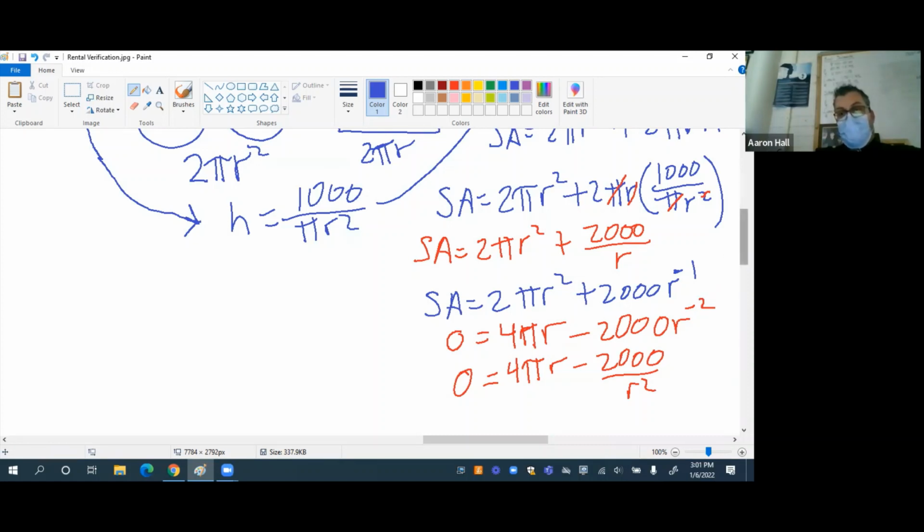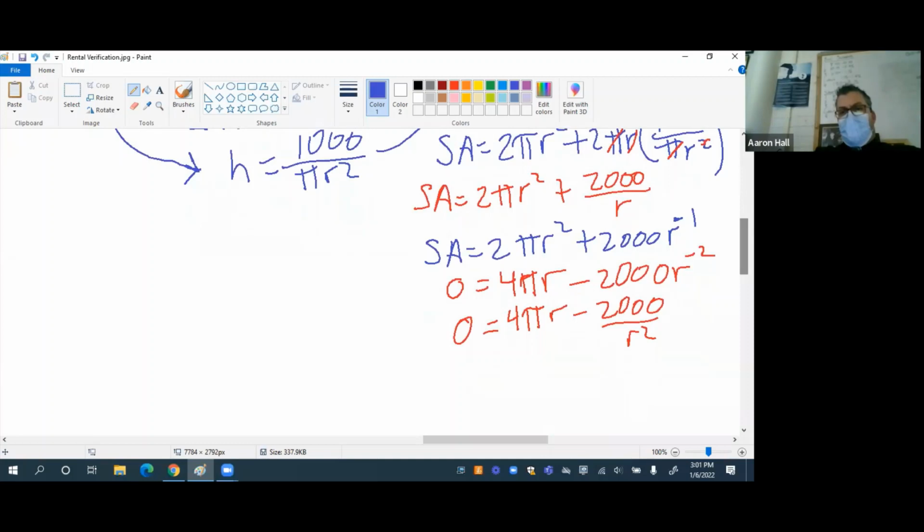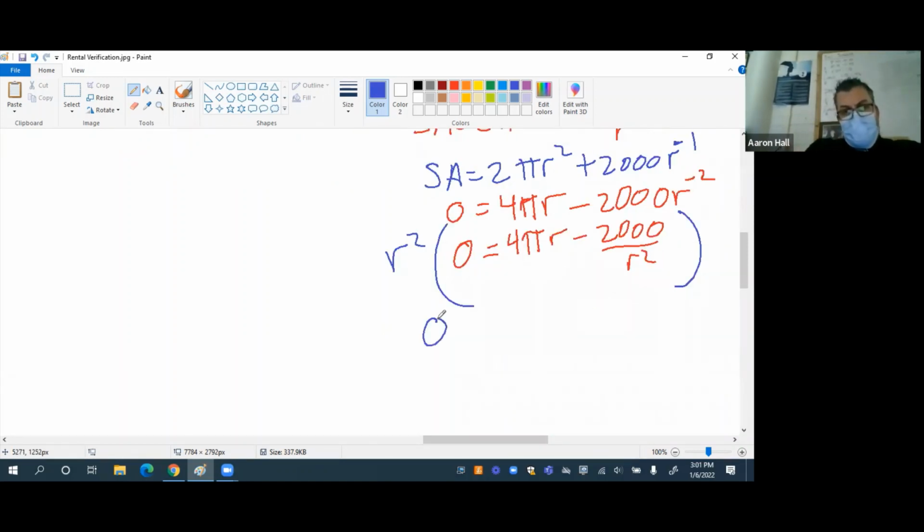Multiply by r squared to both sides. We would have to multiply this by r squared as well, right? So I'm going to multiply everything by r squared. What does the left hand side become? 0. What does this become? 4 pi r cubed. What does this become? Okay, now what?